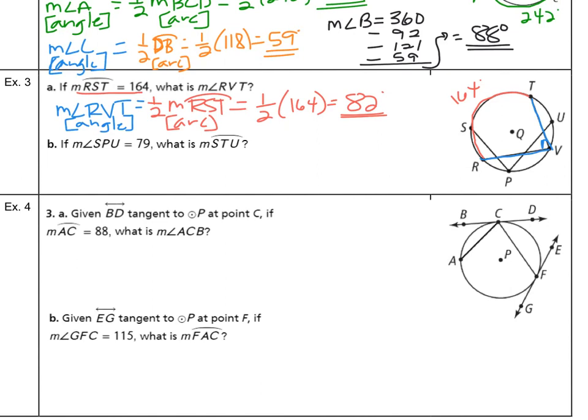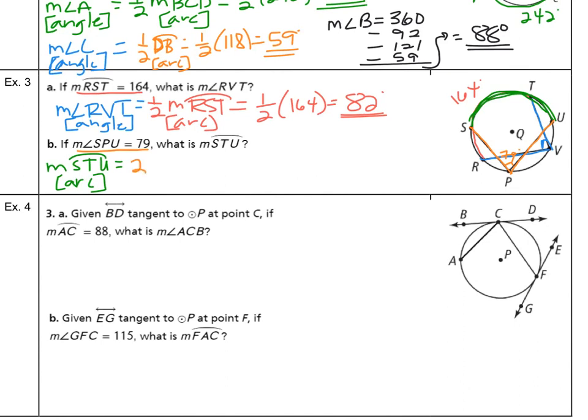But in the next example, we flip-flop the idea. It says, if the measure of angle SPU is 79, what is the measure of arc STU? So now we know the angle first, from S down to P and up over to U. That's an inscribed angle that equals 79 degrees. And we're asked to use that information to find the measure of arc STU, so the arc that the angle intercepts. Well, the measure of an arc is the opposite operation. Instead of multiplying the angle by 1/2, we actually double the angle.